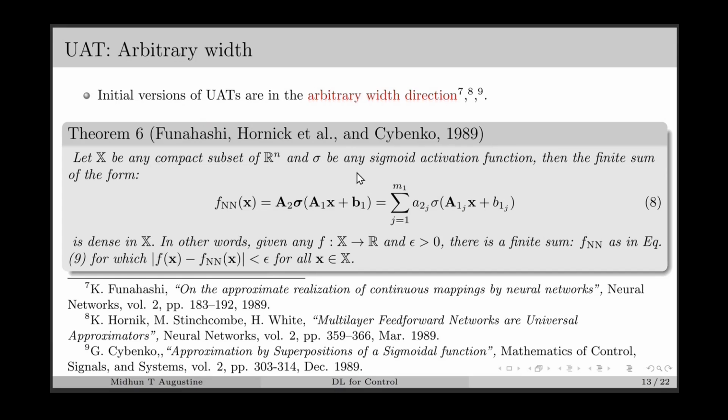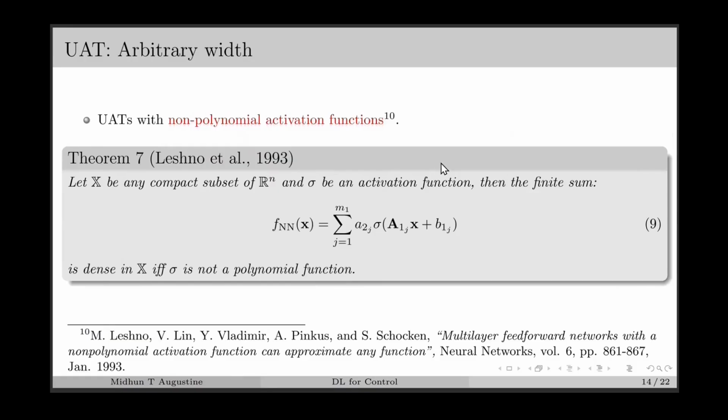These initial results were based on the sigmoid activation function. Later on, these were extended for other activation functions as well. This is the extension of the same theorem for non-polynomial activation functions, which says that if sigma is any non-polynomial function, then a summation of this kind of form can approximate any continuous function. Later on, other activation functions were introduced, such as ReLU, which became popular in the 2000s, and hyperbolic tangent, etc. And for all these cases, the universal approximation theorems are proved.